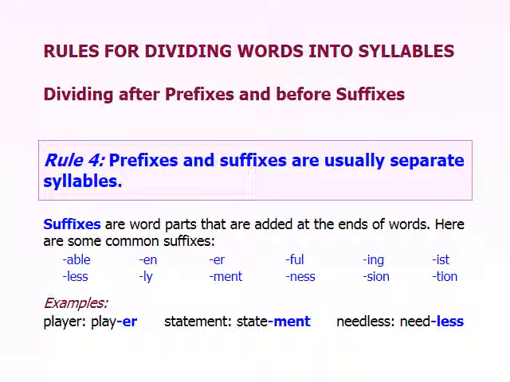Suffixes are sort of the opposite of prefixes. Suffixes come at the end of the word, and normally they change the part of speech of the word when they come there. But here are a number of common suffixes that you're going to see in this chapter. So able, less, in, ly, ment. Okay. But when you see those suffixes, you're going to divide before them. So player, we're going to divide before the er. Statement, we're going to divide before the ment. And needless, we're going to divide before the less.